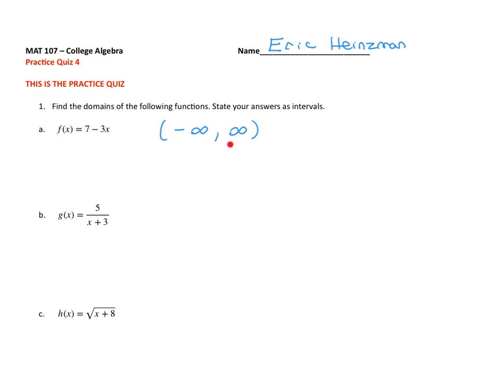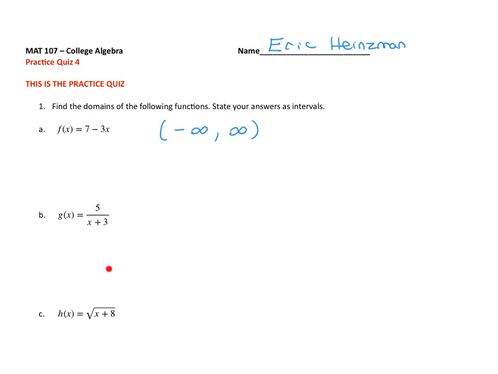The reason for this is nothing goes wrong if you put a number in place of x into this function. That is, there is no division by 0, there's no negative number underneath an even-powered root, and therefore you can put any number that you want in place of x.